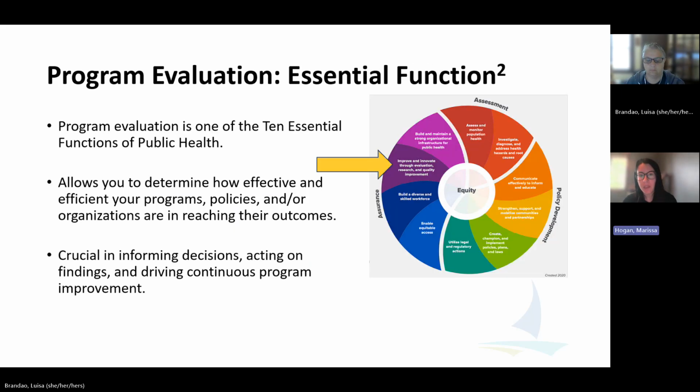Program evaluation is also one of the 10 essential functions of public health. You've probably seen this wheel before with the 10 essential functions around the wheel with equity centered in the middle. Program evaluation allows you to determine how effective and efficient your program, policy, or organization is in reaching the outcomes that you've set. And it's also crucial in informing your decisions, acting on your findings, and driving continuous program improvement.